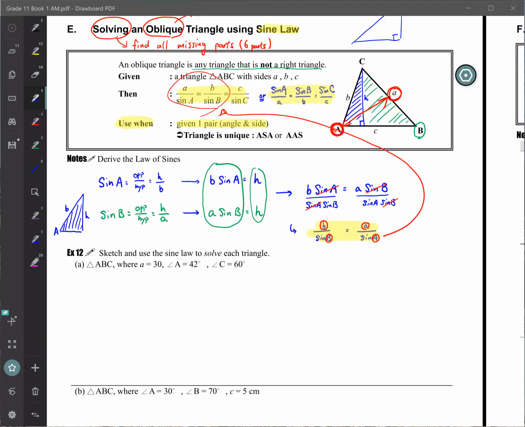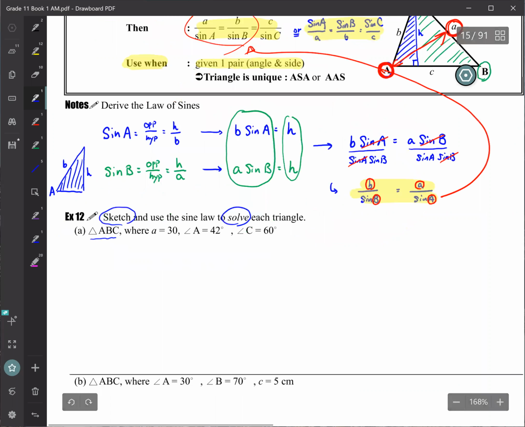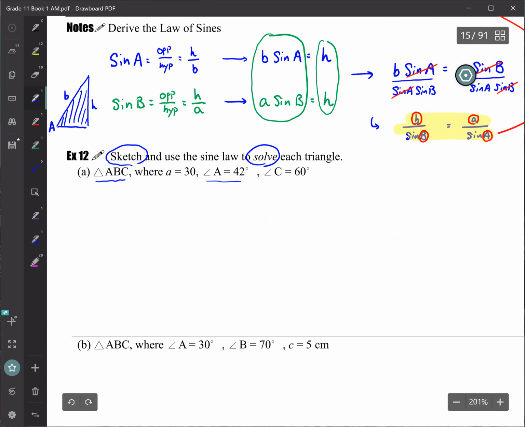So sketch and use the sine law to solve each triangle. When you see the word solve, you have to find all the missing parts. Let's draw it out first, okay? We have triangle ABC. We know the angles, right? These are capital, so capital means angles. We have angle A, that's given. Angle C, that's also given. You have a side A, okay?